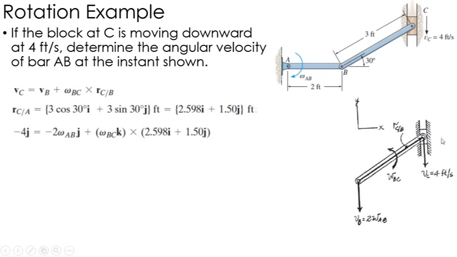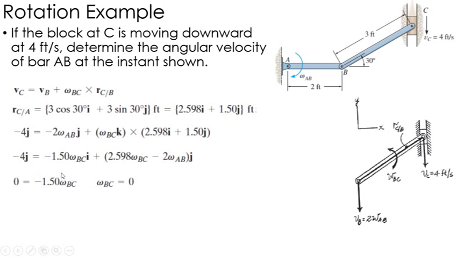So again, VC is negative 4 down, so negative 4J. VB is negative 2 omega AB in the J. Omega BC, I don't know, but I definitely know it's in the K direction because it's a planar problem, so I can only rotate clockwise or counterclockwise in the K direction. Then I'm going to cross that with the relative position of C relative to B. So I have this two-dimensional equation. After I do the cross product, I have 1.5 omega BC in the negative I direction, and then I have negative 2 omega AB, as well as 2.598 times omega BC. The cross product K cross I gives me that. So I have some I components as well as J components.